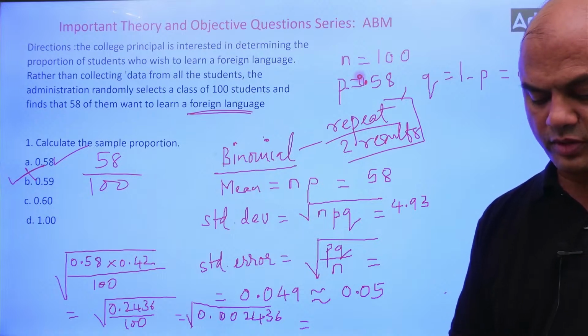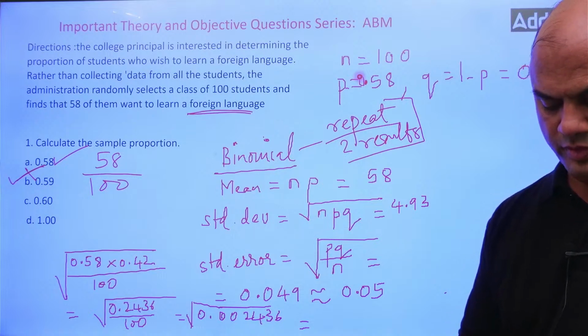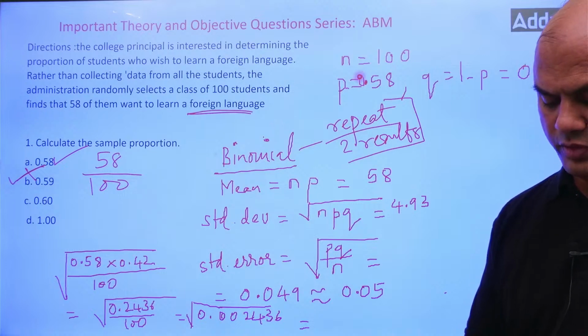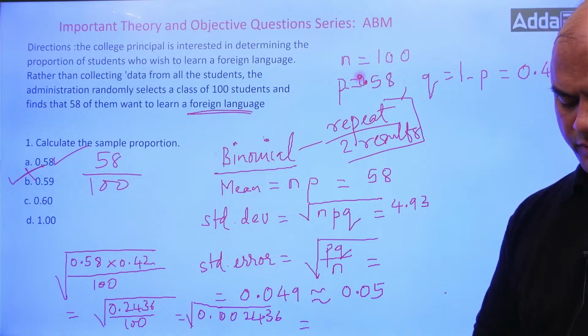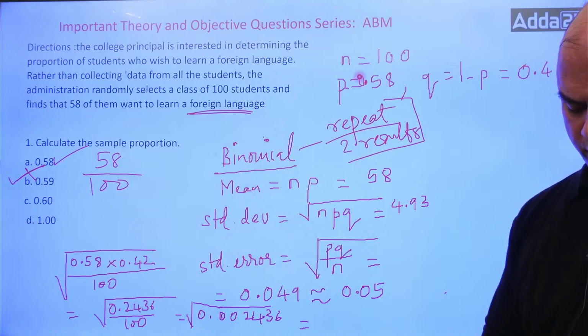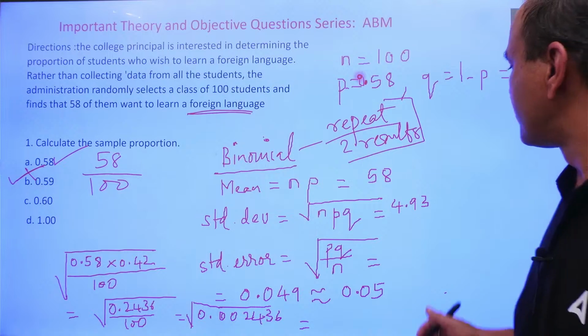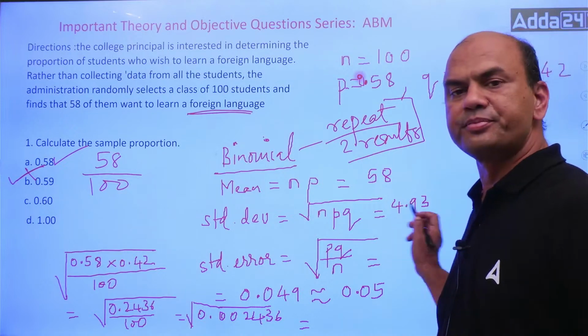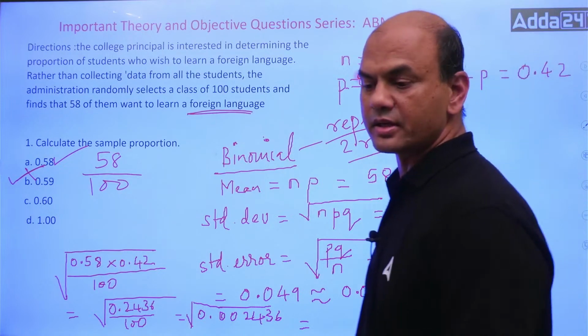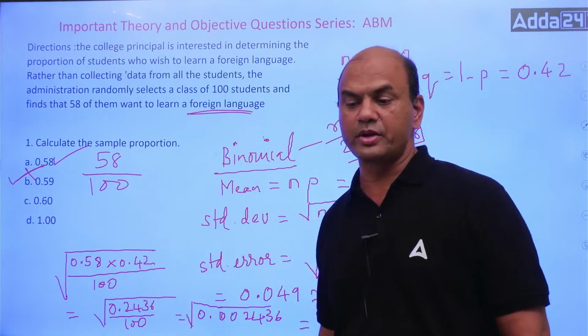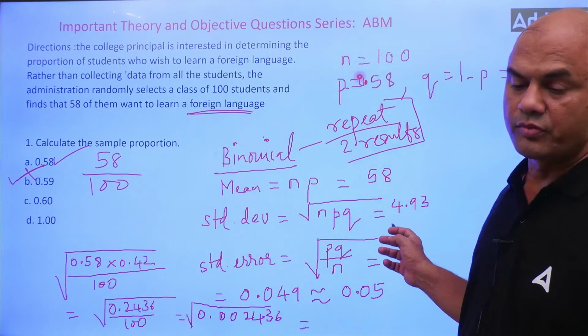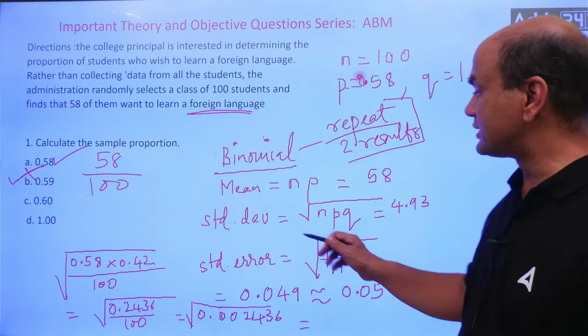Square root of what? 58 into 0.42, right? 0.42. 4.93. Are you getting this? 4.93. How many of you are getting this? Give me in the comment section. So this is the standard deviation.